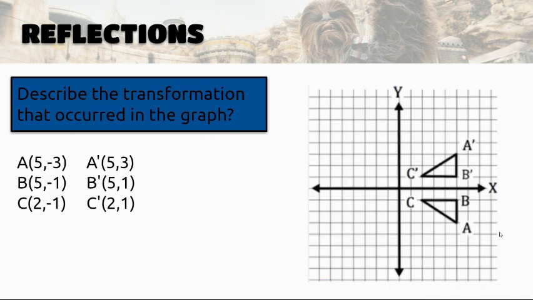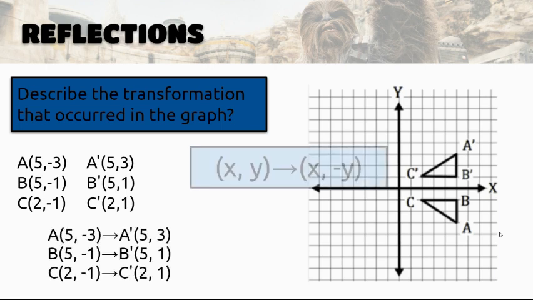Describe the transformation that occurred in the graph. Okay, well, looking at between A and A prime, they're mirror images of each other. And if you write down the ordered pairs, it looks like the y values all became negative. So it's going to be a reflection over the x-axis because the y values became negative.